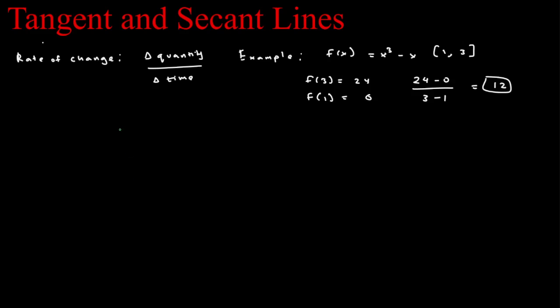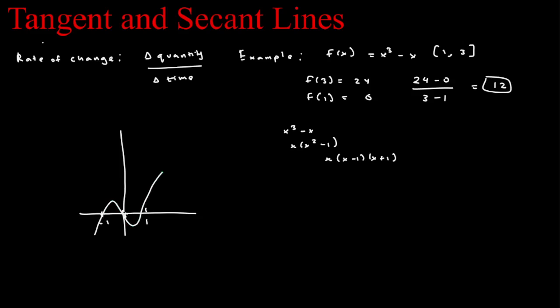So essentially what we did here, we have this function, x cubed minus x, right, that was our function. If you factor it, it's x times (x minus 1) times (x plus 1). Those are the zeros: negative 1, 0, and 1. So we probably have something that looks like that. And we took this point at 1, and this point at 3, and by finding the average rate of change, we're drawing a linear line across it, right?